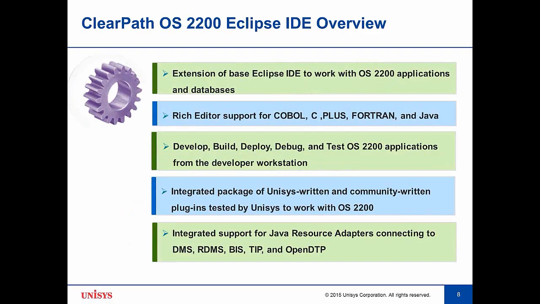When it comes to OS 2200, Eclipse is definitely a great tool to have since there are extensions for the base Eclipse IDE designed for work with OS 2200 applications and databases. Eclipse also provides rich editor support for COBOL, C++, Fortran, and Java development, and allows you to develop, build, deploy, debug, and test applications from the developer workstation. Unisys has also provided quite a few plugin and testing services for community-written plugins designed specifically to work with OS 2200. And finally, Eclipse also offers integrated support for Java resource adapters connecting to DMS, RDMS, BIS, TIP, and OpenDTP.